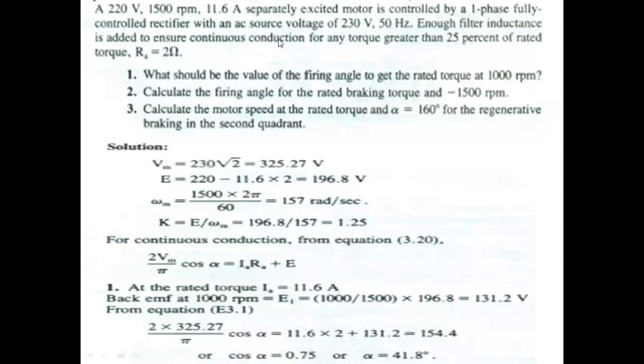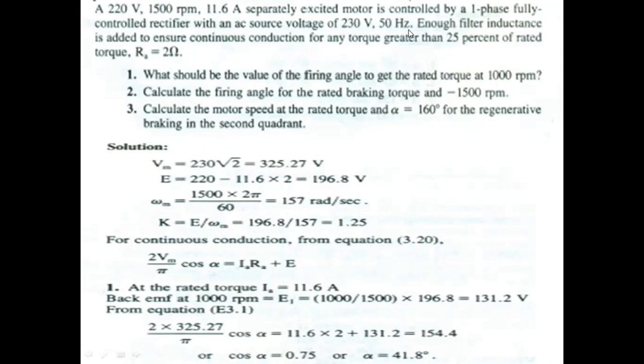So this is the first problem. This is on a single phase fully controlled rectifier. See the question: a 220 volts, 1500 RPM, 11.6 amperes separately excited motor is controlled by a single phase fully controlled rectifier with an AC source voltage of 230 volts, 50 Hz supply.